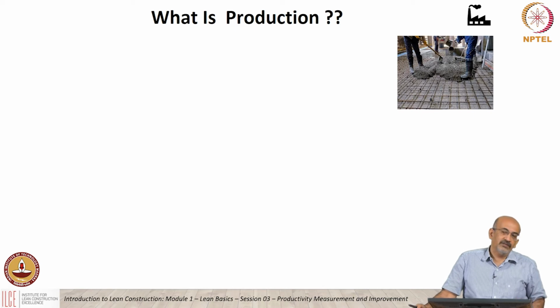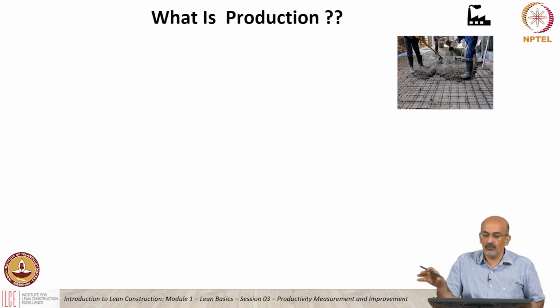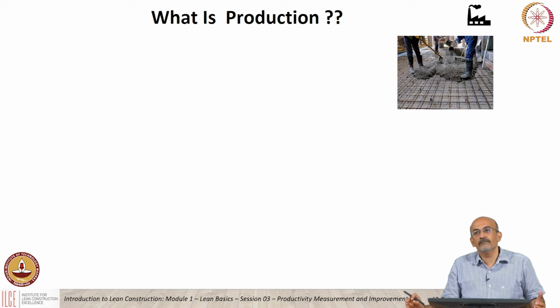Now we come to the next question. We discussed right in the beginning that we will discuss what is productivity and what is production. So now we come to this term production. What is production? The total output unit, what you are producing, what you can bill or what you can build. That's correct.